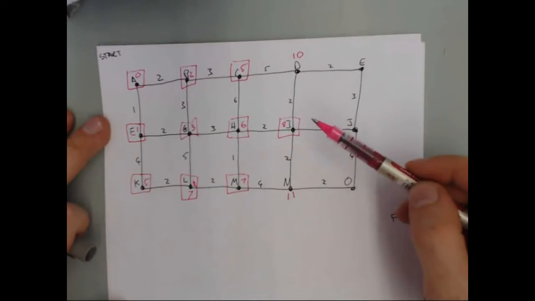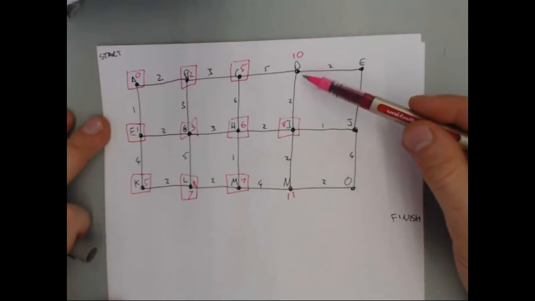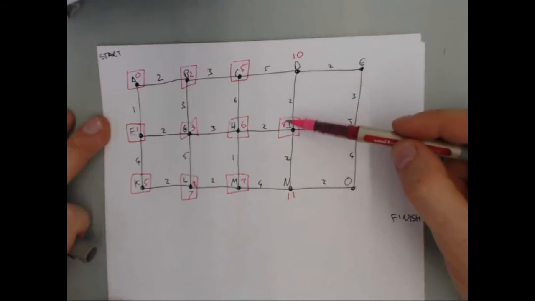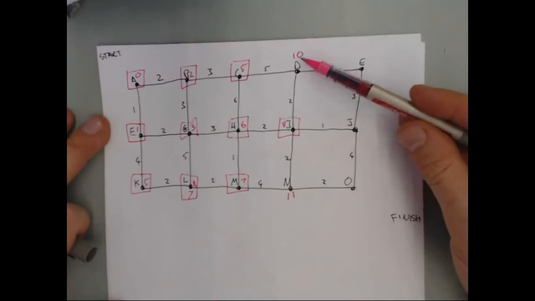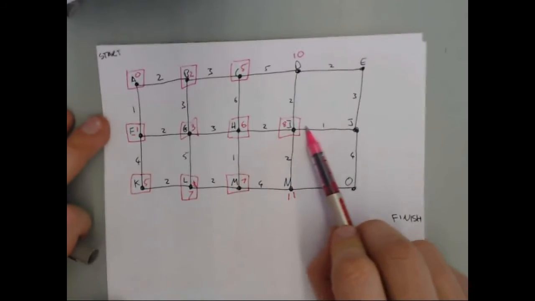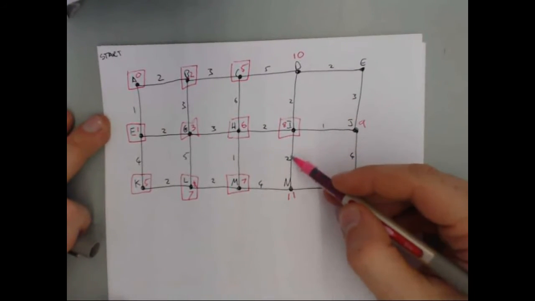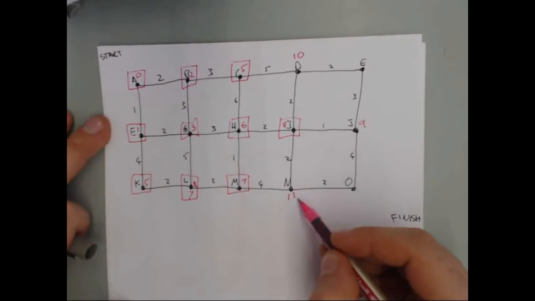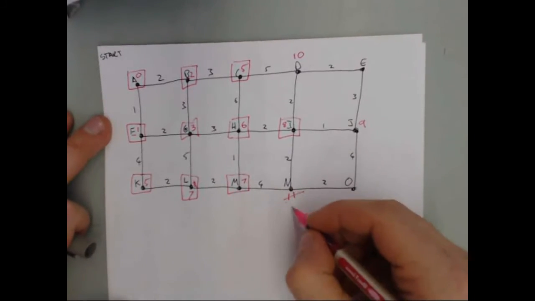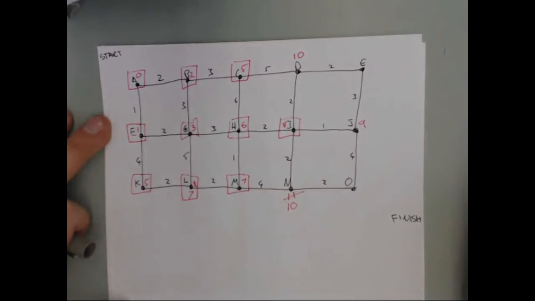We've got 3 connected to I now. So how could we get to this D? That would be 8 plus 2 is 10. So that stays the same. 8 plus 1 is 9. 8 plus 2 is 10, which is smaller than 11. So we cross that out, replace it with a 10.